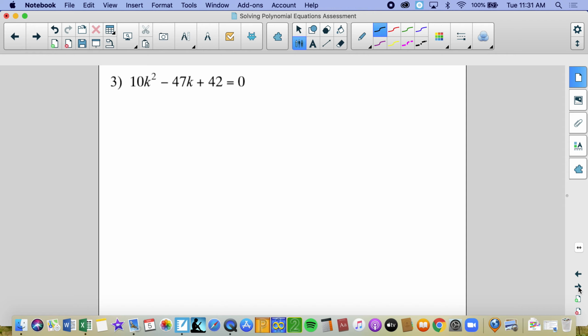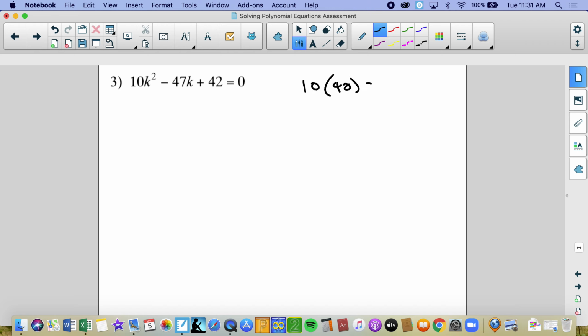Let's look at number 3. So the first thing is there a common factor? I also have to make sure that it's set equal to 0. Is there a common factor amongst the 3? No. So I have to do a times c. This is going to be a big one.